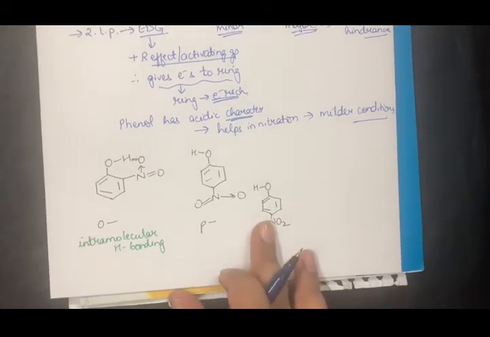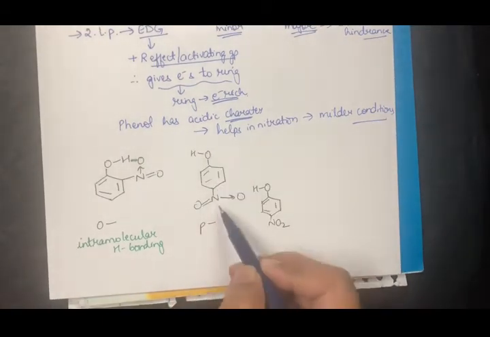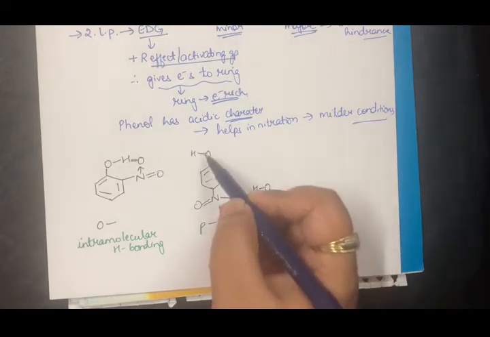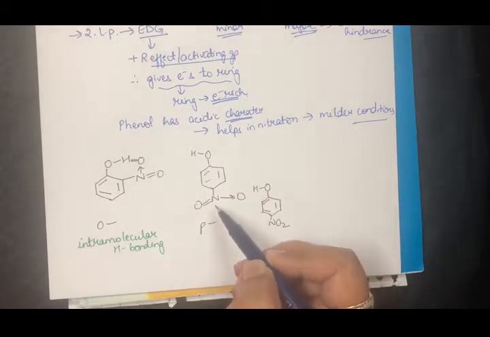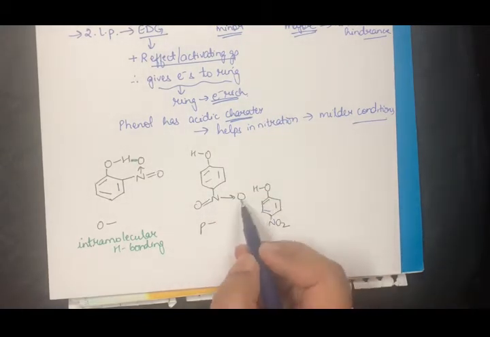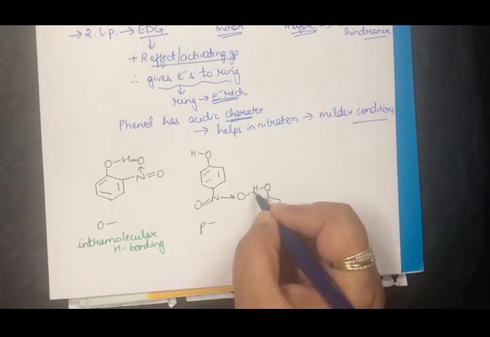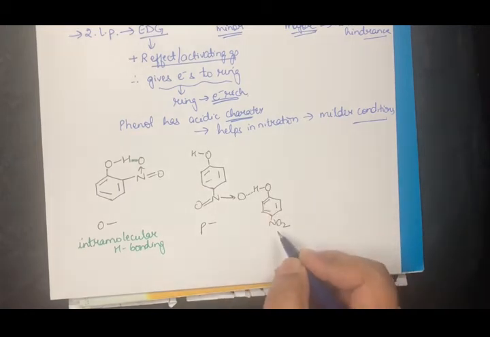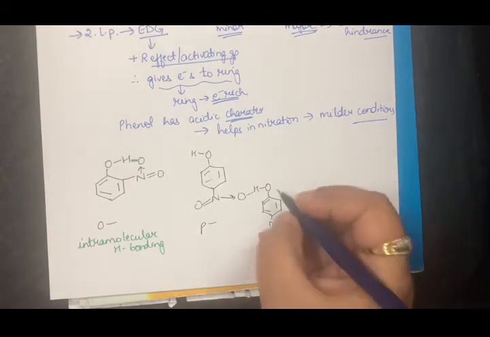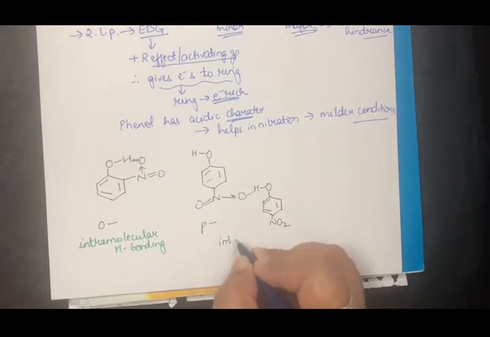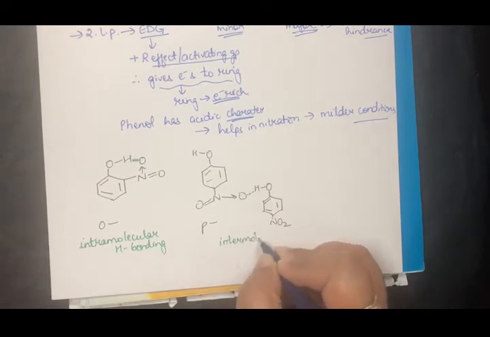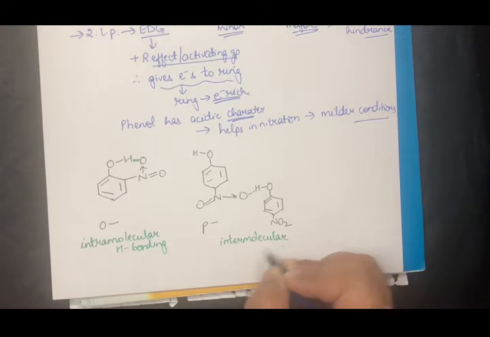But with the para position, since the OH and the NO2 group are far off, they cannot form a bond between themselves. But at the same time, the oxygen from the nitro group of one molecule can form a hydrogen bond with the hydrogen of the hydroxyl group of the other molecule. Right? So what is happening here? Here it is intermolecular hydrogen bonding.